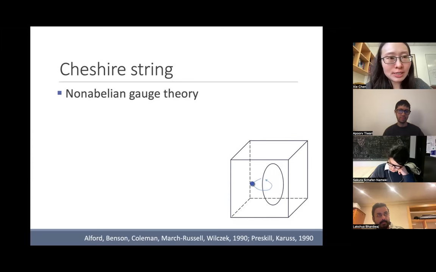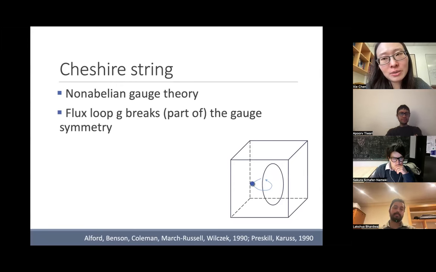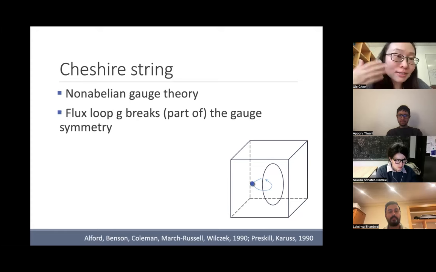All right, so this Cheshire string actually has a pretty long history. The name was cooked up in the 1990s when people were thinking about non-abelian gauge theory. And in non-abelian gauge theory, this Cheshire string shows up in a more natural way, I would say. Because basically, when we have a non-abelian gauge theory, the flux loop has to break at least part of the gauge symmetry, unless it's in the center, but the generic flux loop doesn't commute with everything. It's non-abelian. So it breaks part of the gauge symmetry.